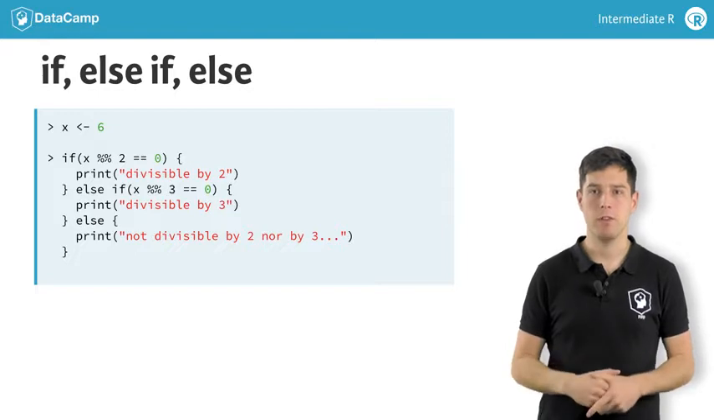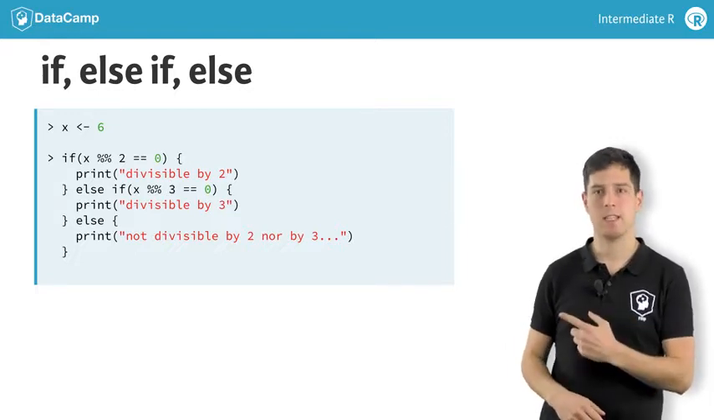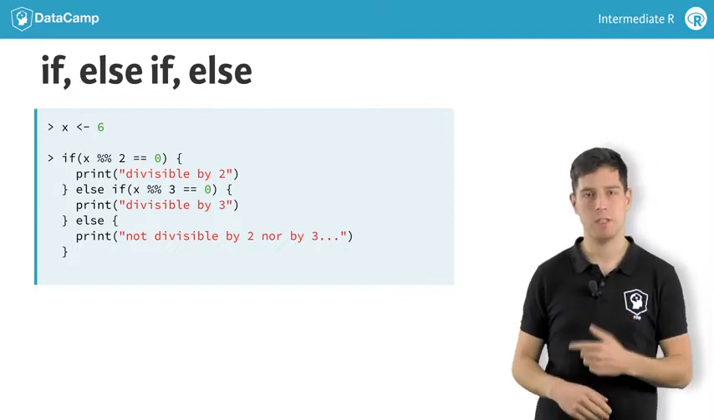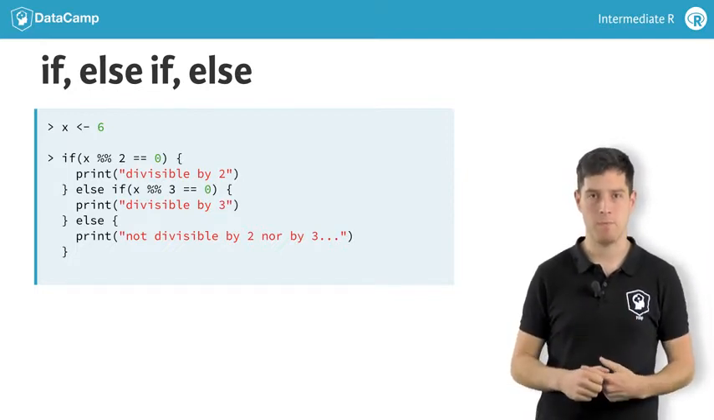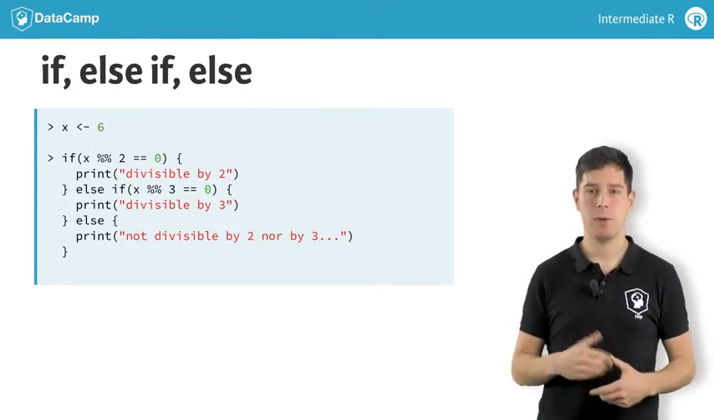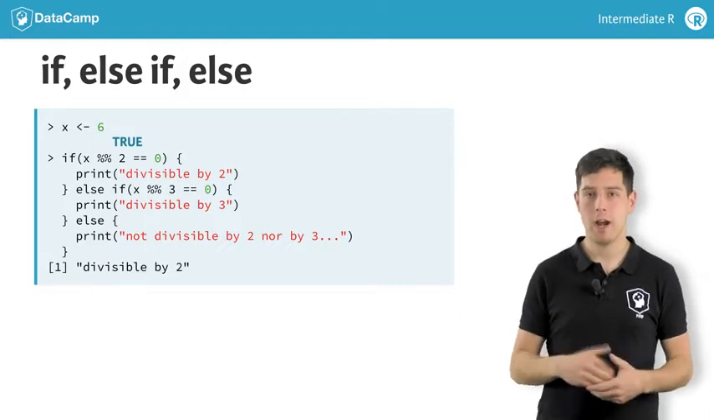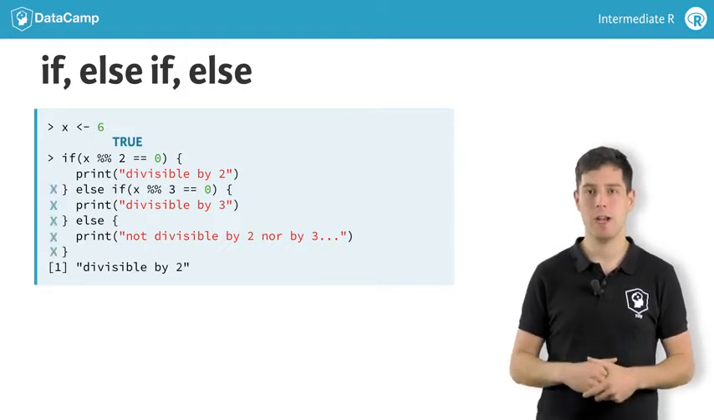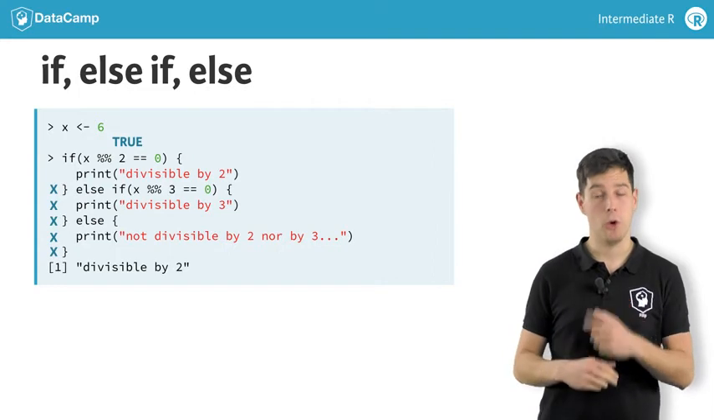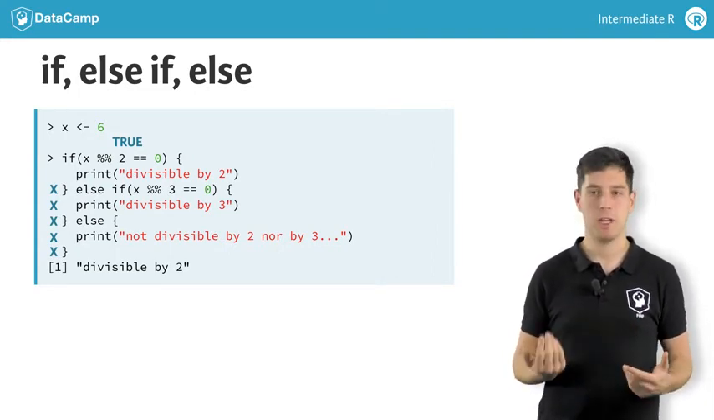This becomes important if the conditions you list are not mutually exclusive. Have a look at this example that sees if a number is divisible by 2 or by 3. When x equals 6, the first condition evaluates to true, so R prints out "divisible by 2". Now R exits the control structure and will not look at the rest of the statements. So although the second condition, for the else if part, would evaluate to true, nothing gets printed out.